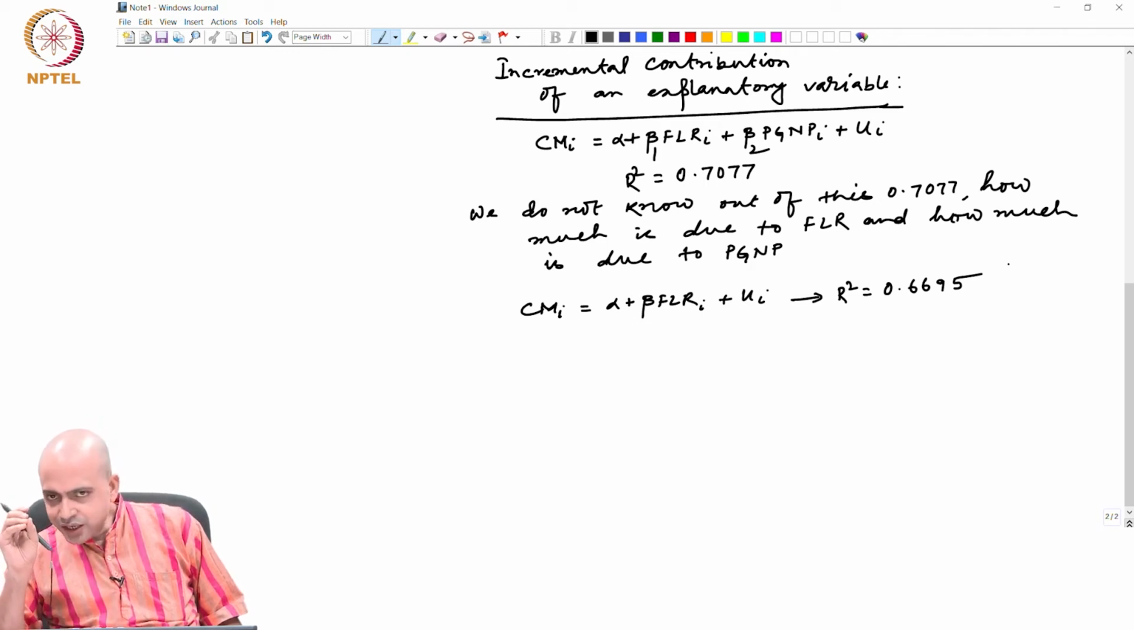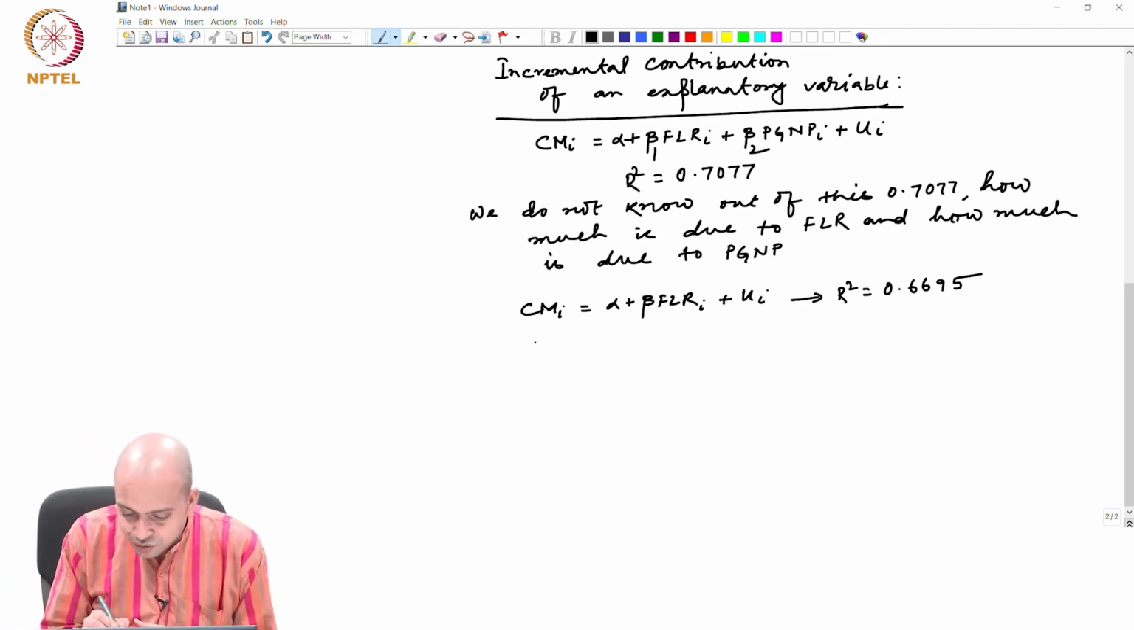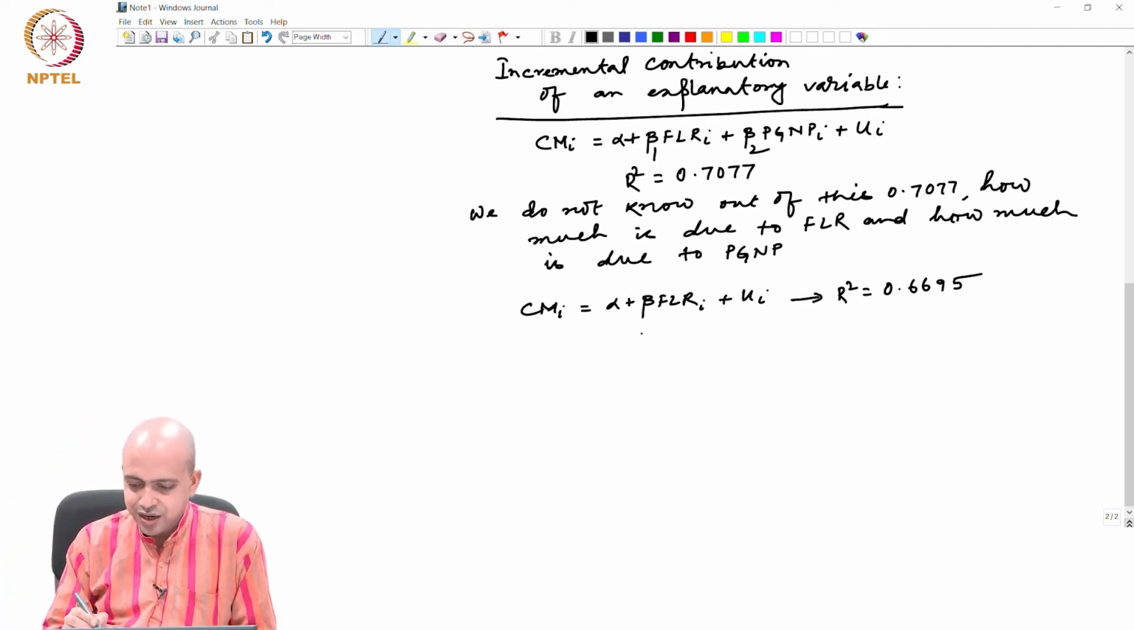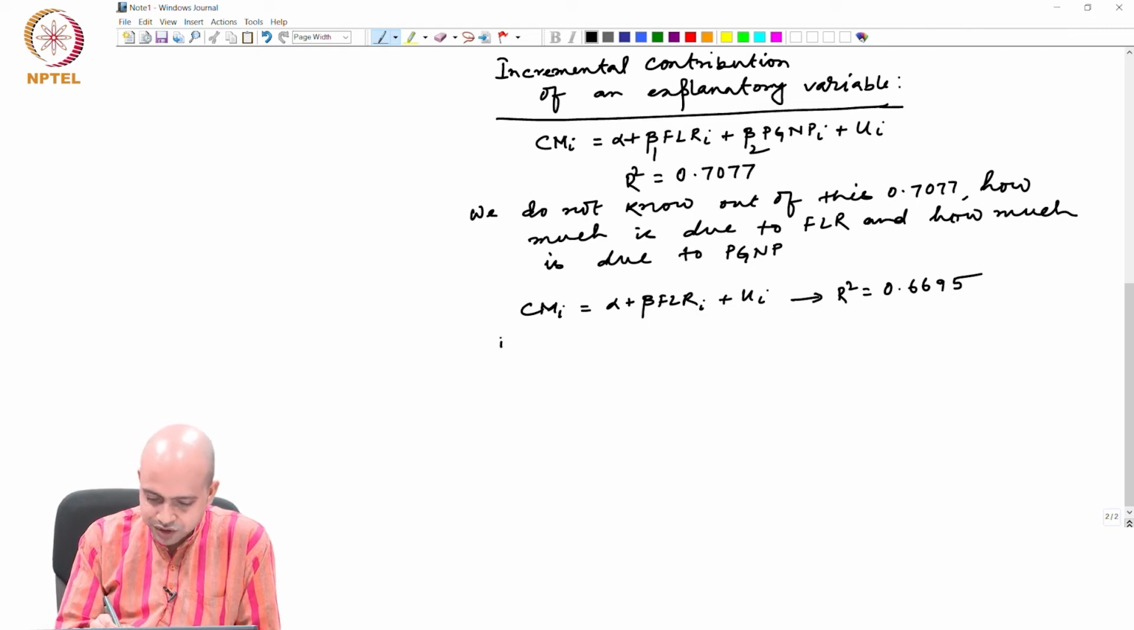Whether that incremental change in explanatory power is more than the cost we incur. What is the cost? Cost in terms of lower degrees of freedom. So the question I am trying to understand, knowing that FLR is already there in the model, is should we include PGNP also?